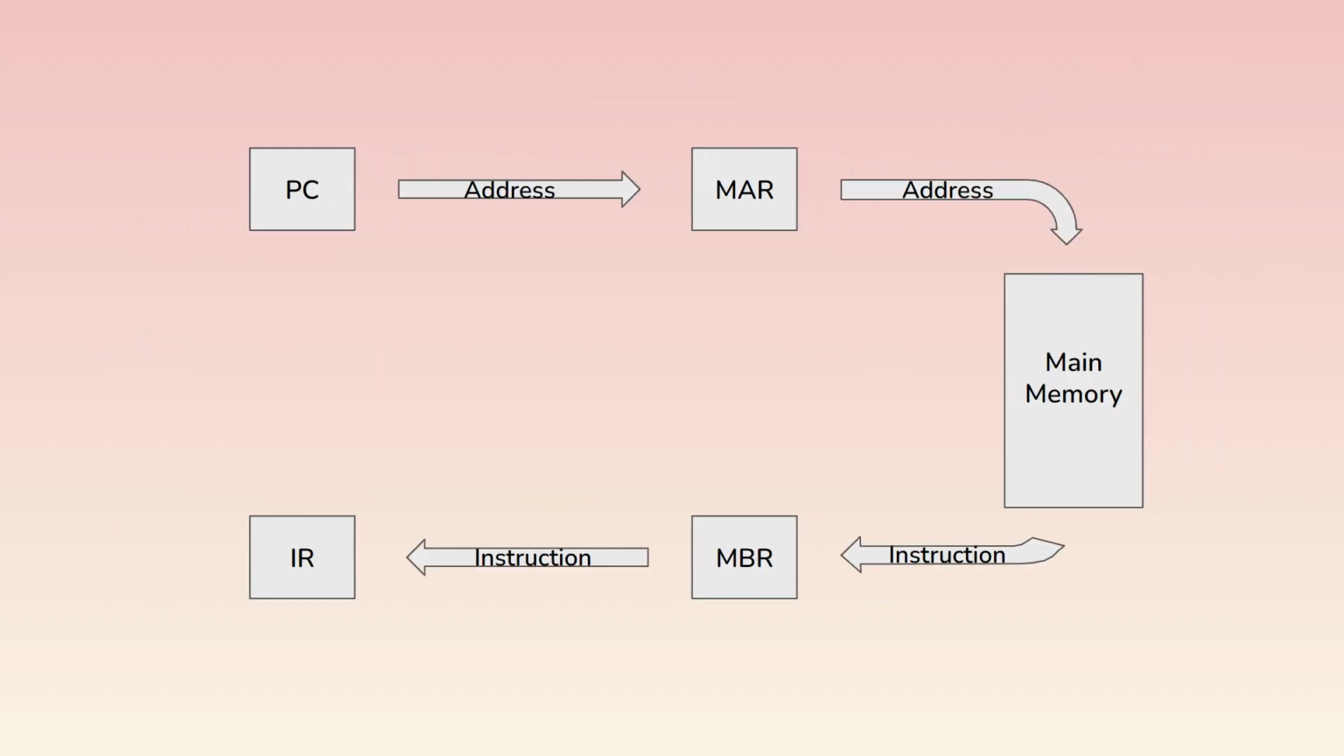Coming to the next slide, we have the flowchart representation of how this instruction fetching process works. First, from the program counter, the address gets copied to the MAR, the memory address register, which specifies the address in the memory. Then it goes to the main memory, and from there the instruction is fetched by MBR, the memory buffer register. It acts as an interface between CPU and main memory. Then the fetched instruction gets stored in the IR, the instruction register.